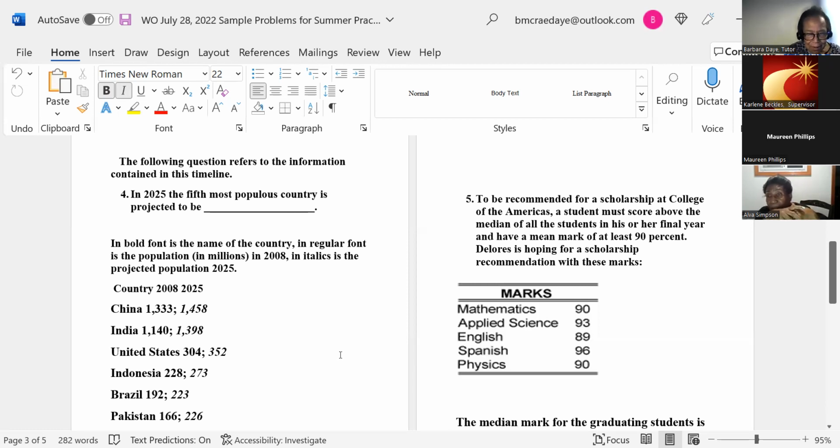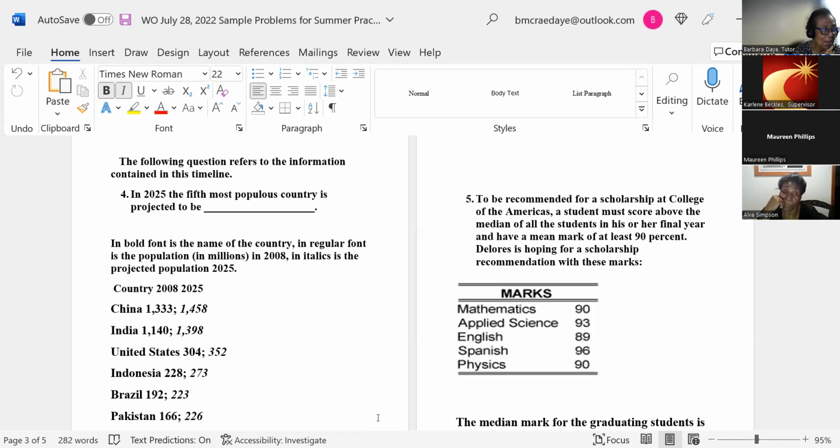Timeline. Okay. 2025, the most popular country is projected to be. All right. Now, Alva, you got okay. Any questions on number 4? I'm going to redo it over until I get it, Miss Barbara. I'm good. Okay. All right.